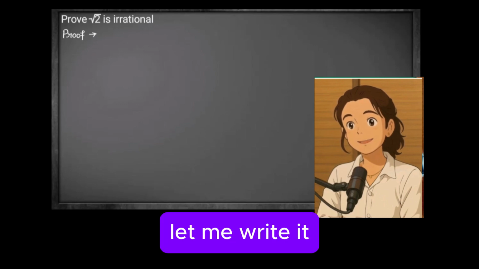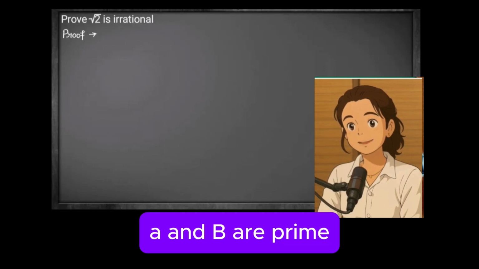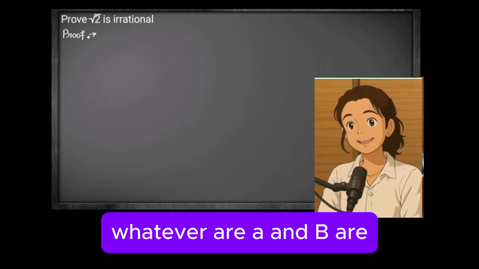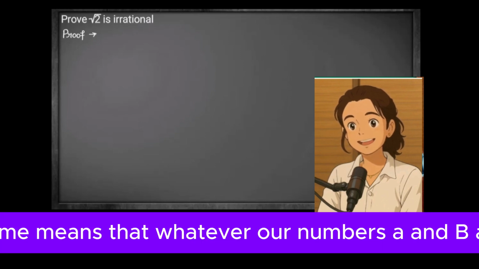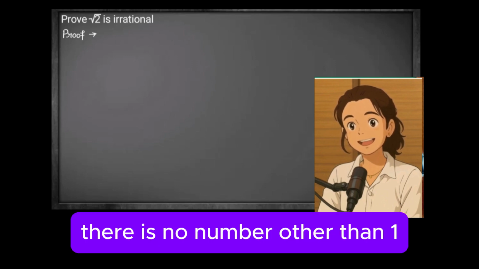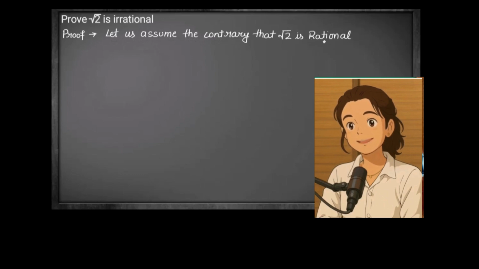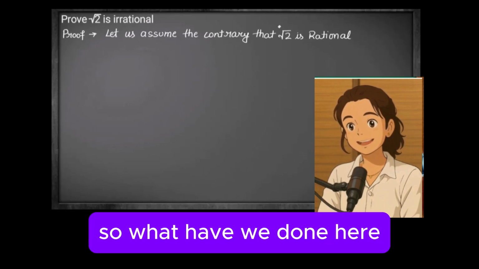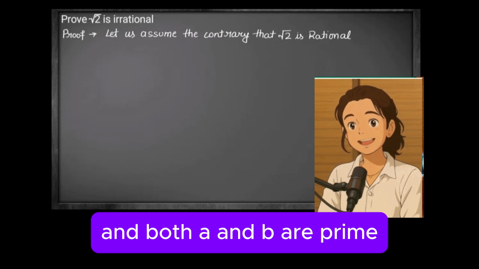Let me tell you what coprime means. Whatever our numbers a and b are, both are coprime. Coprime means that a and b do not have any other common factor except 1. There is no number other than 1 that can divide both a and b. So what have we done here? We have kept square root 2 equal to a/b, and both a and b are coprime.